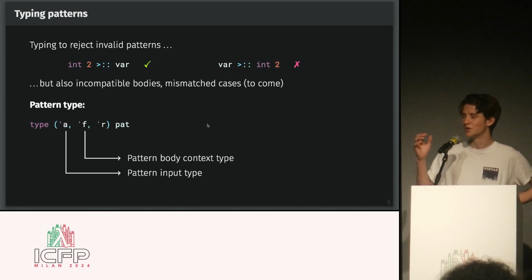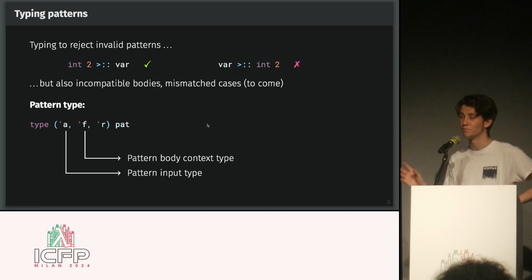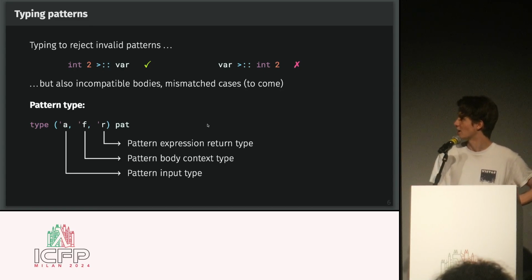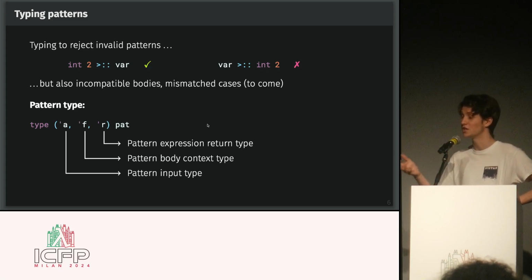Then for the next 2 parameters, which we'll explore in a bit more detail, the F parameter is what we call the pattern body context type, which is effectively a type which represents what types of bodies this pattern can be paired with. And finally, the R type is the return type of the body of a pattern matching expression. Now, it seems counterintuitive: why would the pattern need to reflect what the return type of the body is? But we'll come back to that later and see that it is in fact necessary to have that there.